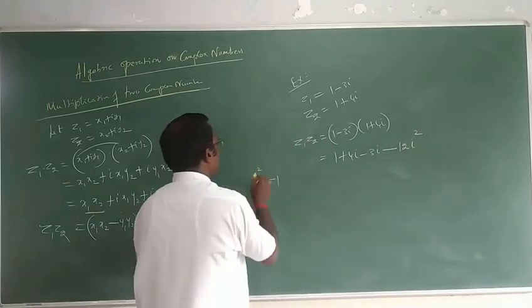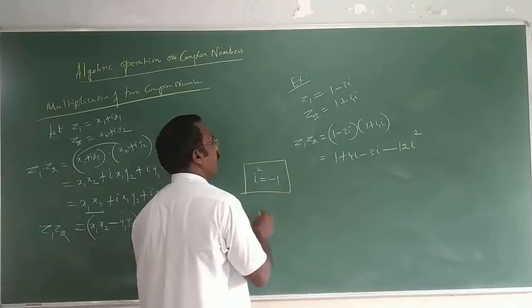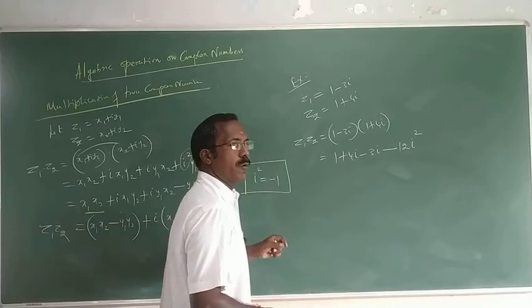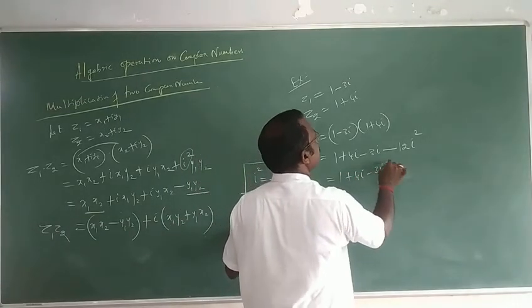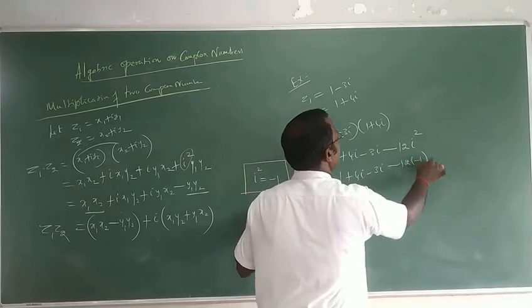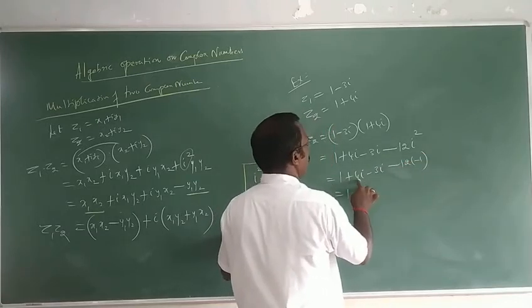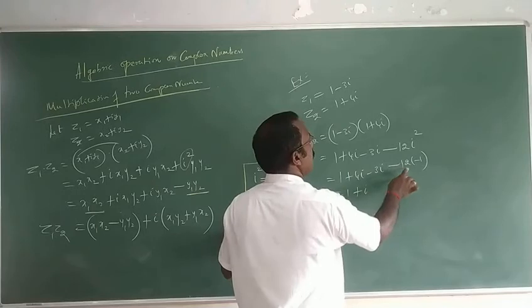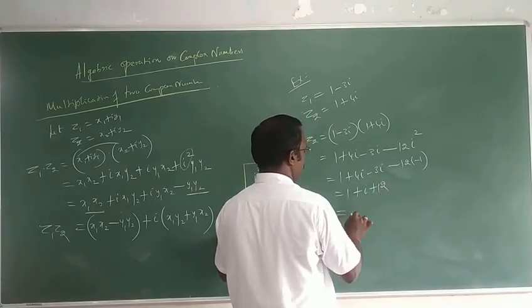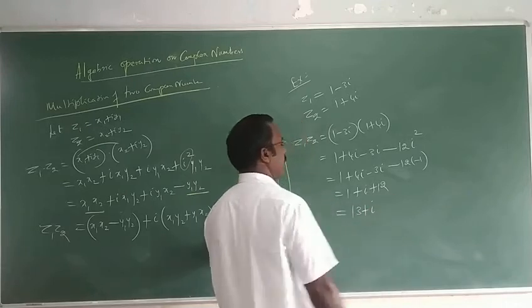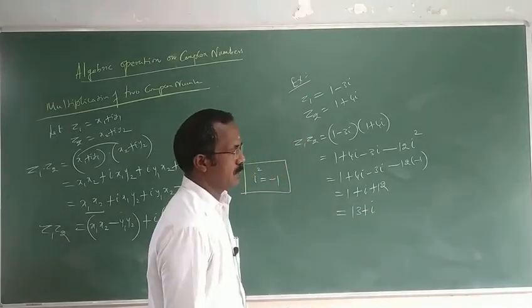But we know the value of i square is equal to minus 1. So 1 plus 4i minus 3i minus 12 into minus 1. So 4i minus 3i is i. Minus of minus is plus 12. 12 is a real part and 1 is also a real part. 12 plus 1 is 13, plus i. That is called the product of two complex numbers.